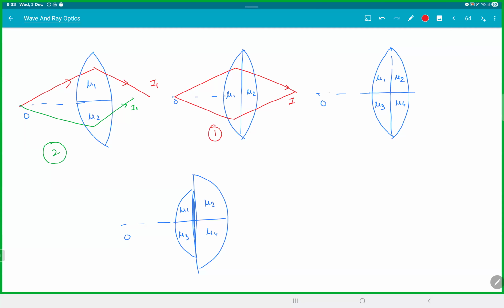What about this one? These light rays are going through mu1, mu2. These light rays are going through mu3, mu4. There are only 2 images. So putting a medium left or right really won't matter. It's only up and down.